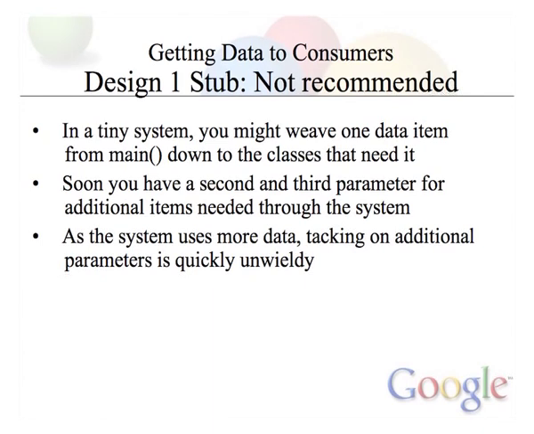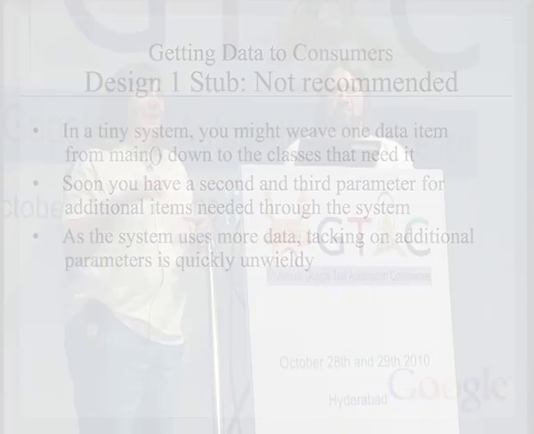So what happens when we very first start with the system, we might just weave one data item from main down to the classes that need it. But then our system gets larger, and now we've got second and third and fourth parameters, and we need to weave those all the way down into our various classes. As the system starts using more data, we start tacking on additional parameters, and it gets pretty ugly pretty fast. We don't want to have to pass 50 parameters in every method call.